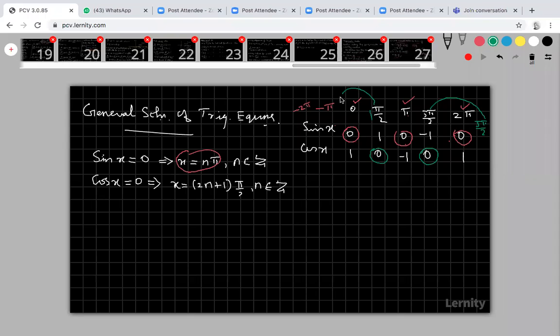Here minus pi by 2 is 0. Cos of minus pi by 2 is 0. So that means your x is an odd multiple of pi by 2. If x is an odd multiple of pi by 2, then my cos x is 0. This odd multiple of pi by 2 is represented like this: 2n plus 1 times pi by 2, n belongs to Z. So these two cases we have already discussed.